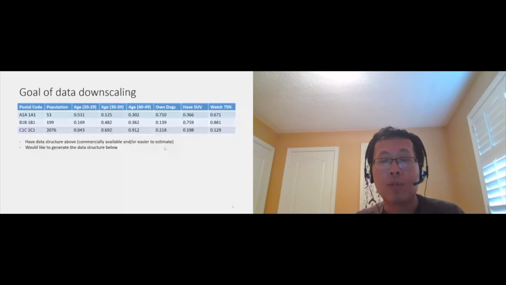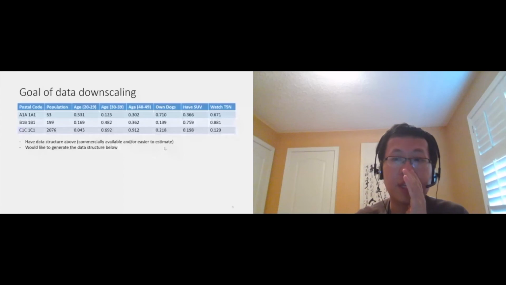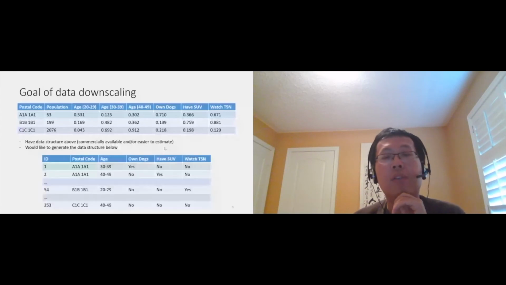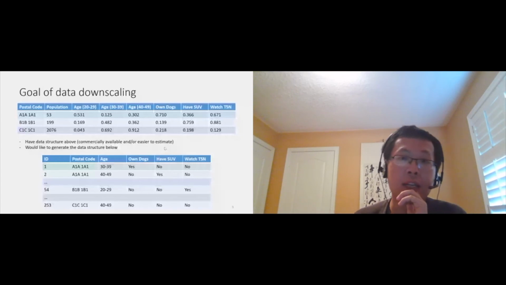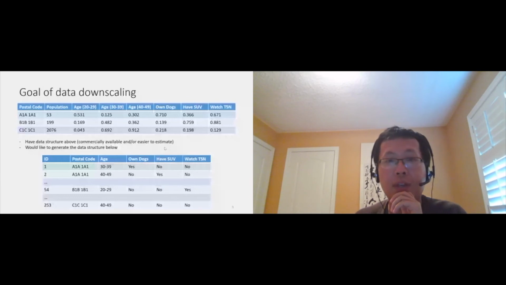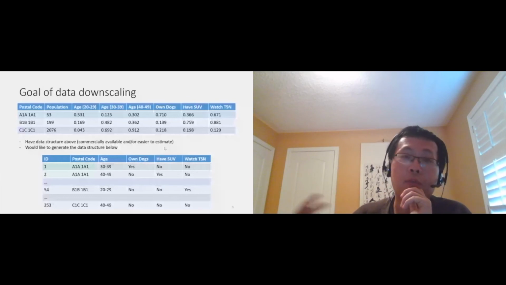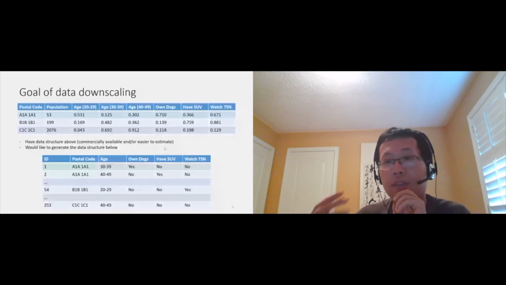What's more useful is not to work with the postal code level data, but instead to have the individual level data, the data frame below, where for a postal code like A1A1A1, you actually have 53 distinct records, because there are 53 of them. So you want to see things like the first person, well, they're 30 to 39, they have a dog, they don't have an SUV, they watch TSN. And the second person might be 40 to 49, they don't have a dog, but they have an SUV, and they also don't watch TSN, and so on.